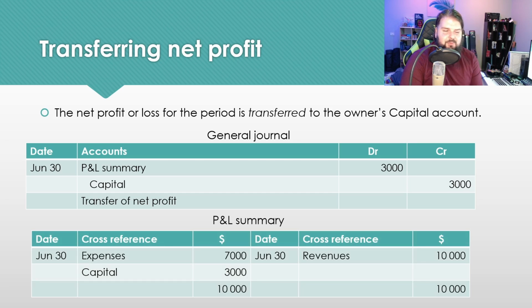So when we look at our profit and loss account, that's what it looks like. And you can see it's balanced off at the 10,000. And this means that after balance day, it's at a zero balance and it doesn't exist again until the next balance day.